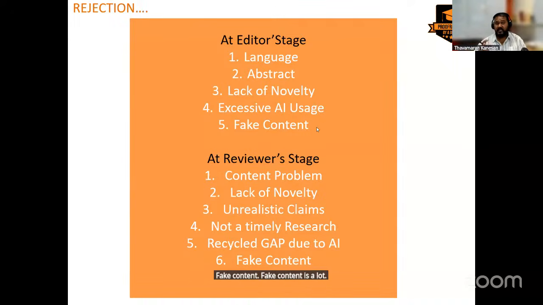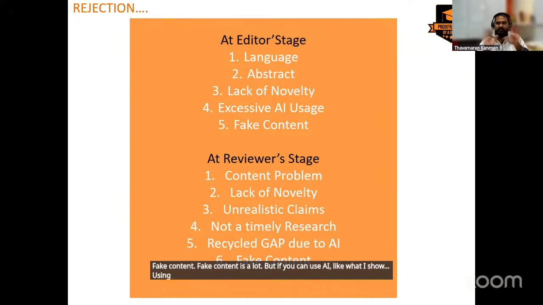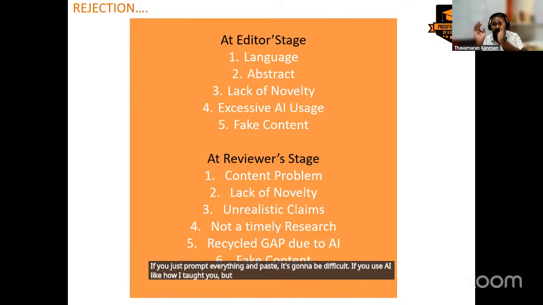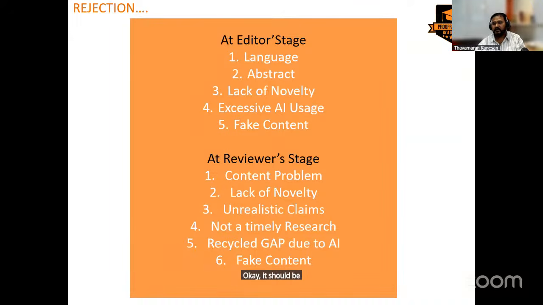But if you can use AI, like what I show, using AI is two different things. I use AI differently than normal students use AI. If you just prompt everything and paste, it's going to be difficult. If you use AI like how I taught you, and it's still a lot of intelligent work you do, then it should be okay.